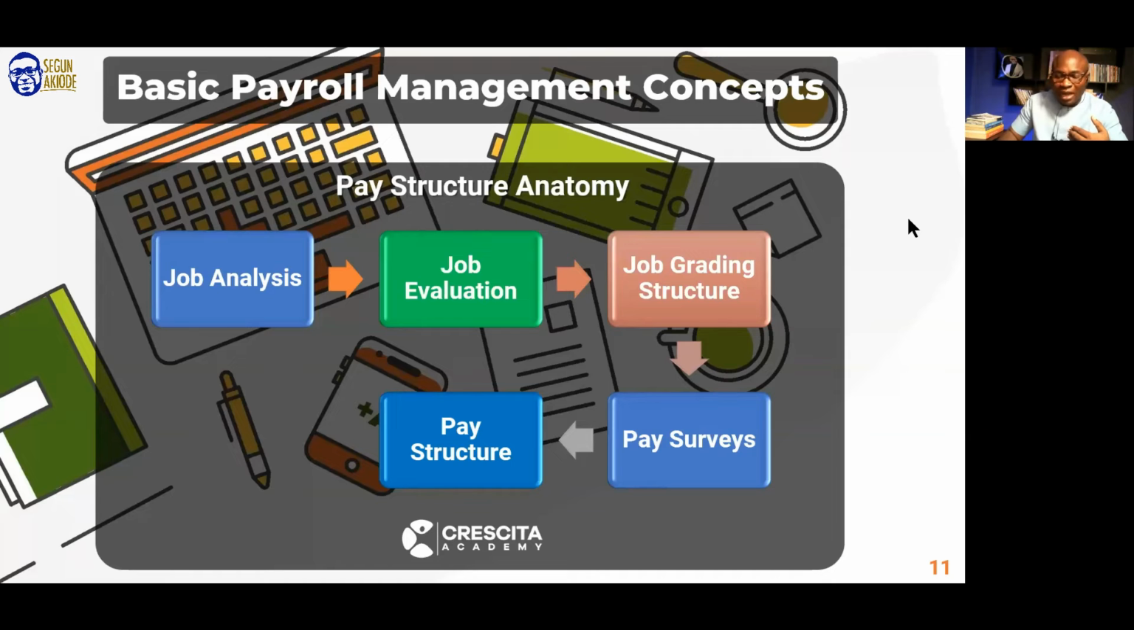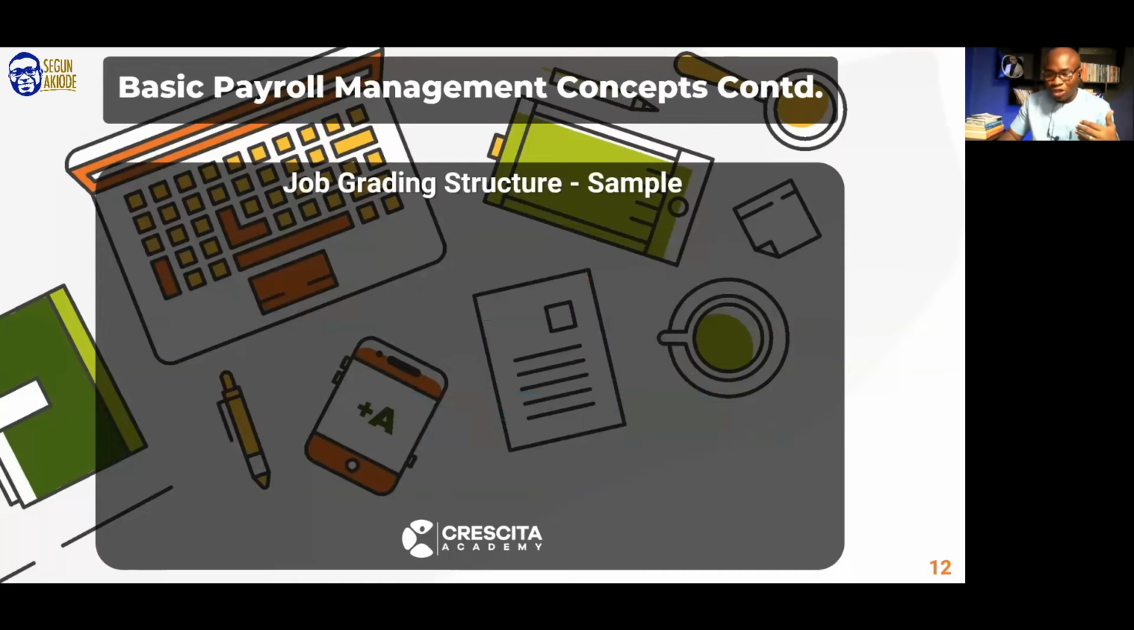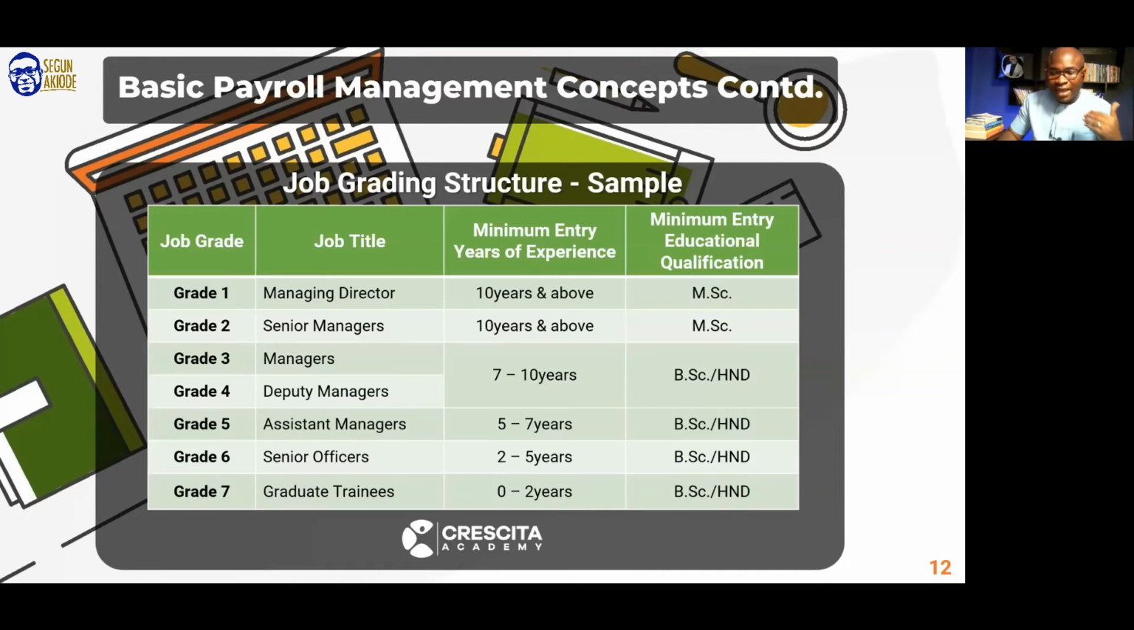So let me give you a form of illustration. I'm going to start by helping you go through a simple job grading structure. This is a typical job grading structure for an organization that starts from grade 7 to 1. For jobs that are in grade 7, the job title is there. Then you have the minimum entry years of experience. Take note of that word, minimum. Then you have the minimum educational qualification. This is a very simple job grading.